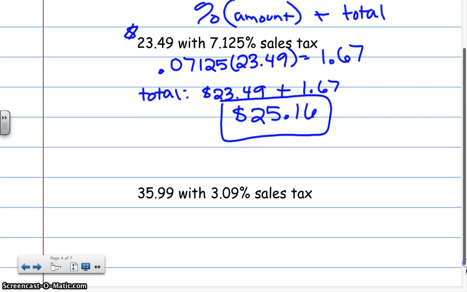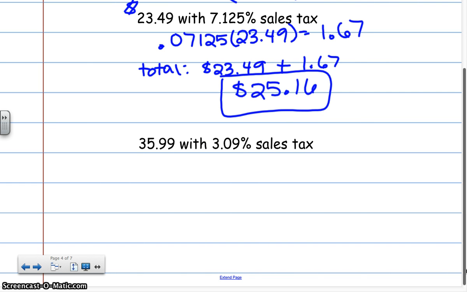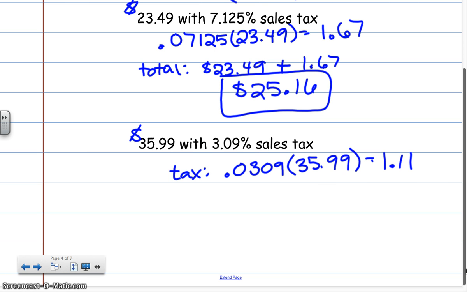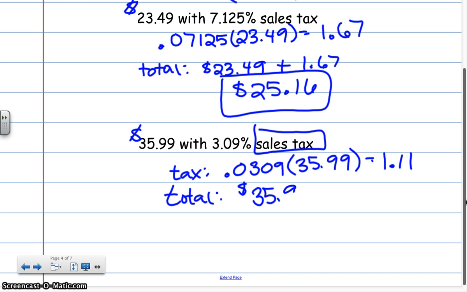All right, let's look at another one here. If it's $35.99 with a 3.09% sales tax. Again, my first step is to find my tax. So I write my percent as a decimal, 0.0309, times it by my $35.99. That turns into $1.11. So again, I gotta look, what do I do with this $1.11? Am I adding it or subtracting it? Since it's tax, tax is always increasing our total. Increase means add. So my total is going to be my $35.99 plus my $1.11. And that is $37.10. So my total bill is going to be $37.10.